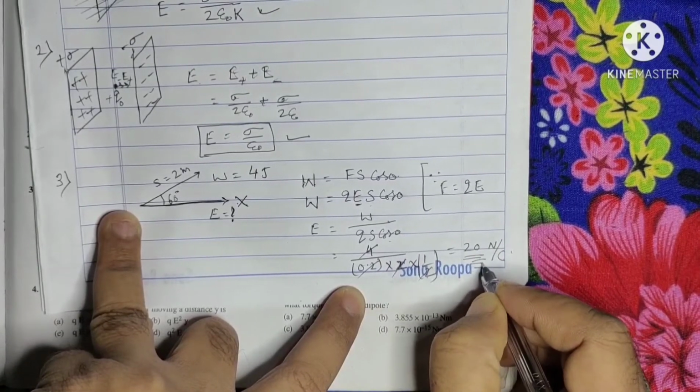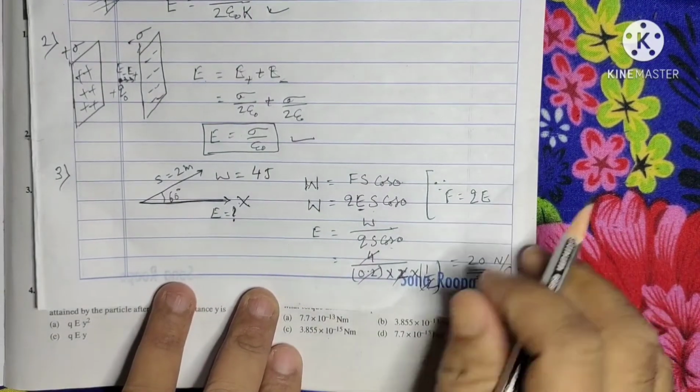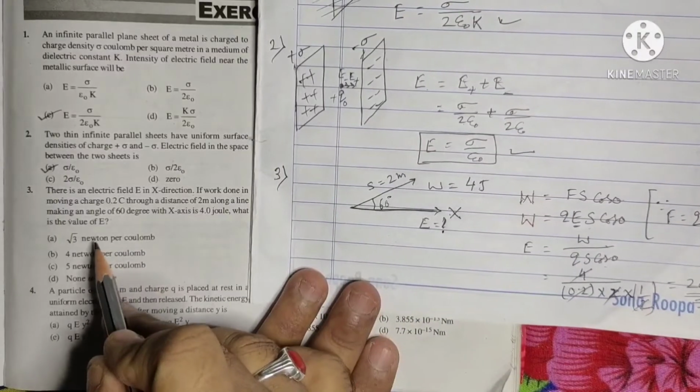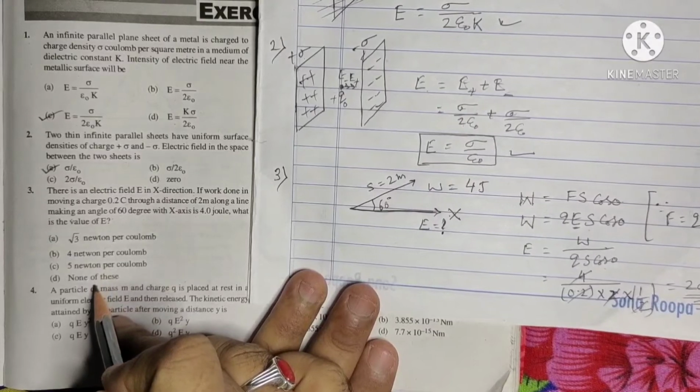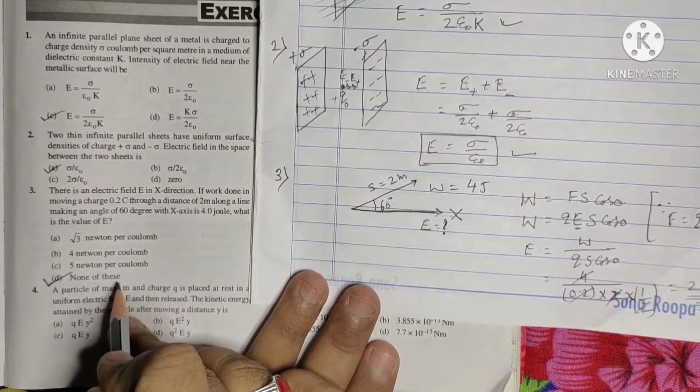So this is the answer. This is the final answer we are getting. So let us see which option is correct from here. There is no option we can see here. So hence we can say that option 4, that is none of these, is correct.